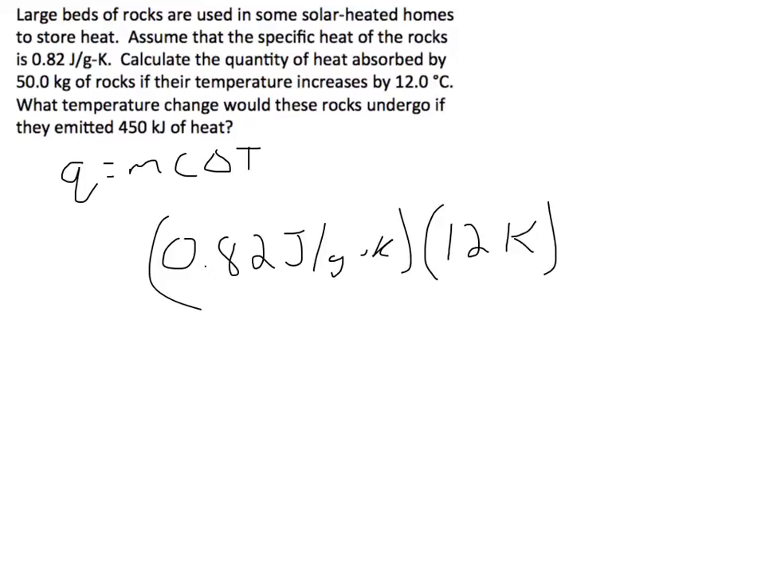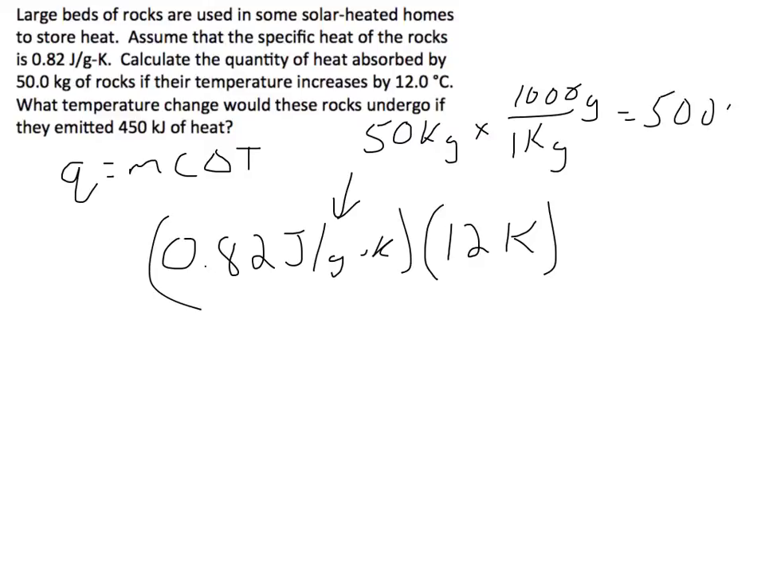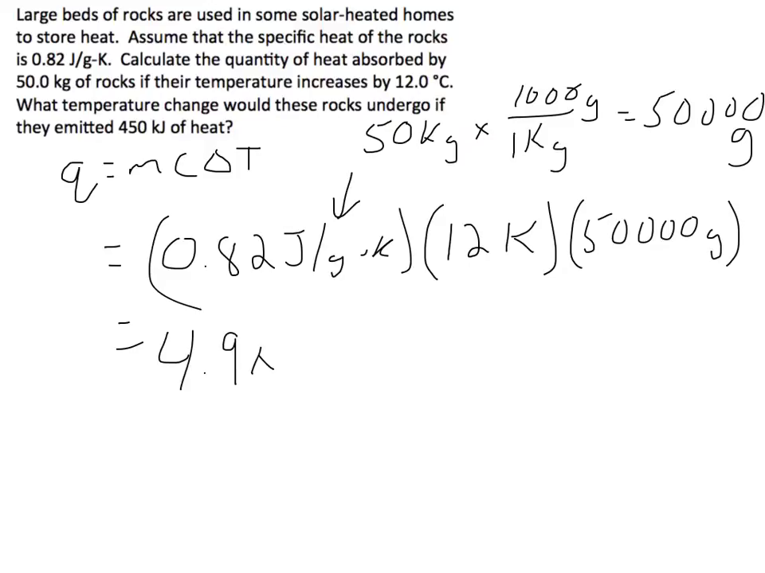The mass we're given is 50 kilograms, but as you notice, we need grams. So we need to take our 50 kilograms and convert that to grams. In 1 kilogram there are 1,000 grams, and so we get 50,000 grams. Then we can plug that in here as well and solve for Q, and what we get is 4.9 times 10 to the 5th joules.